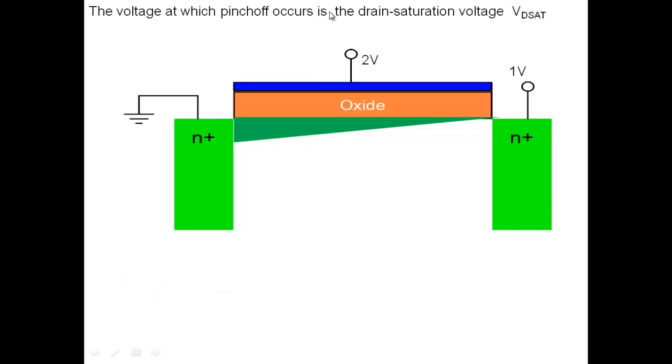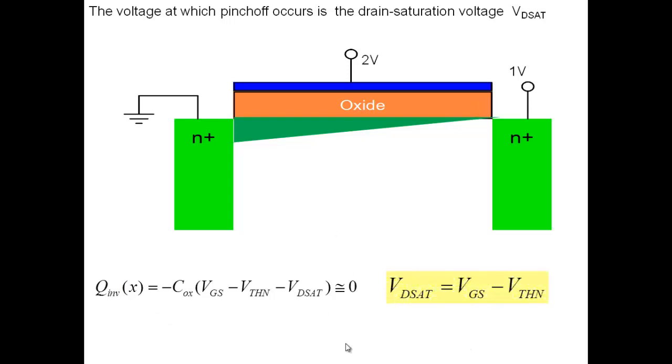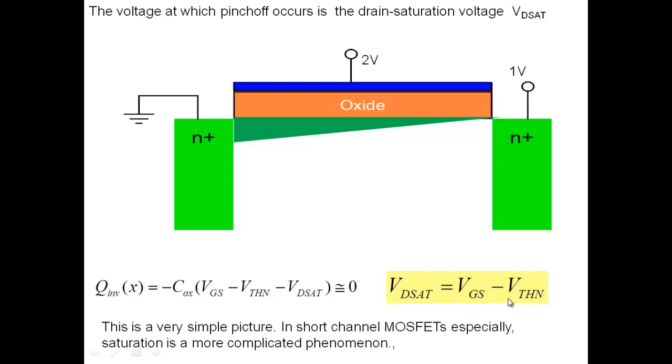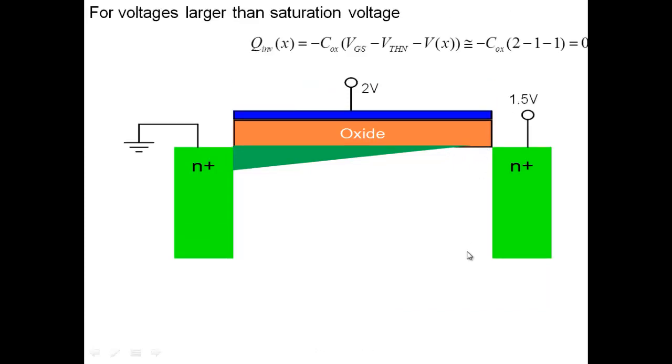So again, the voltage at which pinch-off occurs is the drain to source saturation voltage. Inversion charge is going to 0 at this particular point, and VDsat is VGS minus VTH. And so it's an important parameter here, because to bias the transistor in saturation region, I have to know what is the boundary between the linear and the saturation region. So this is the boundary here, VGS minus VTH. Okay. All right. This, as I said, is a reminder. This is a very simple picture. As the MOSFETs become smaller, saturation and all that are more complicated. How does the current really flow here? Those are complicated things. We'll not get into that here.